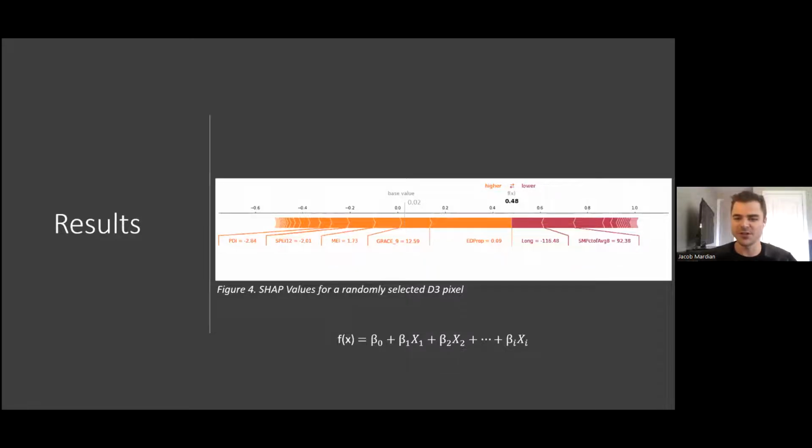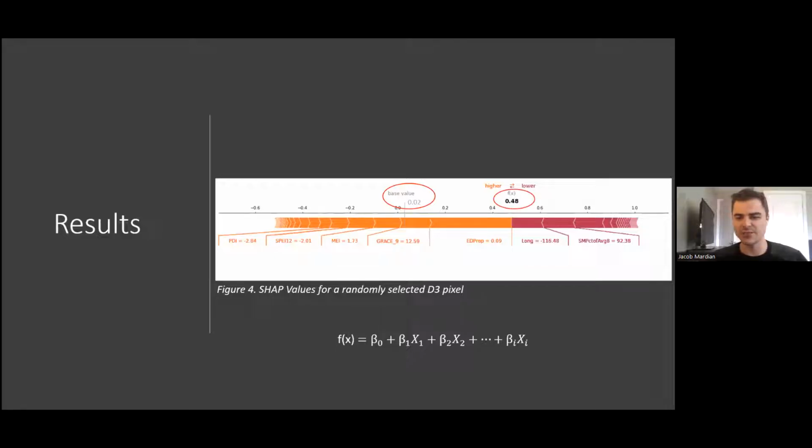Okay, so to give you a visual representation of what I'm talking about here, I've selected a random D3 pixel, or an extreme drought pixel, and this is the model output. So we have a base value of 0.02. Basically, D3 drought occurs 2% of the time. So if our model didn't have any other information, if we didn't have any other predictors, its best guess would be that there's a 2% chance of drought occurring. All right, so that's our y-intercept.